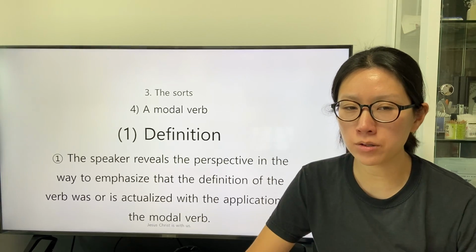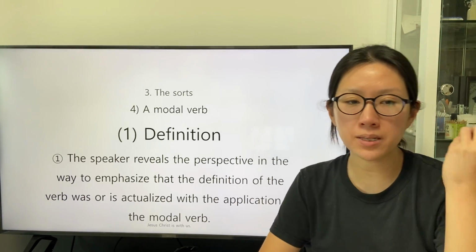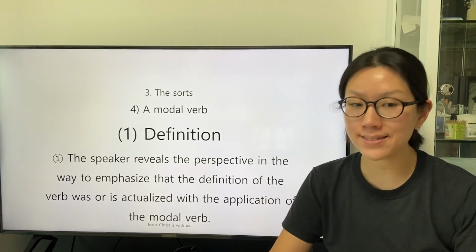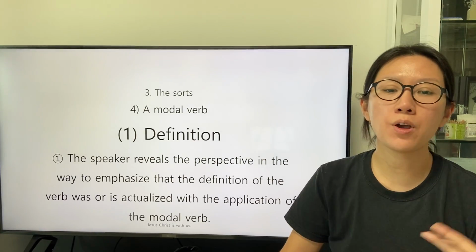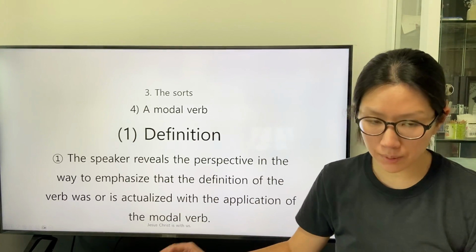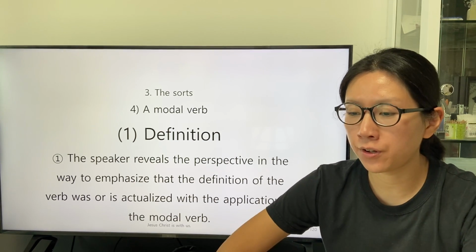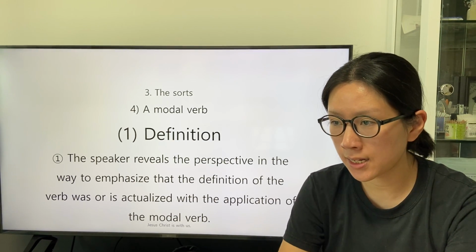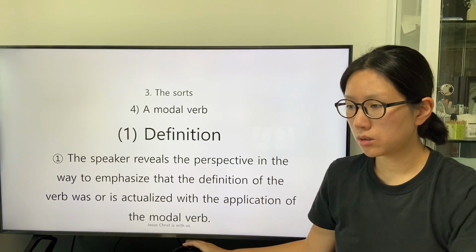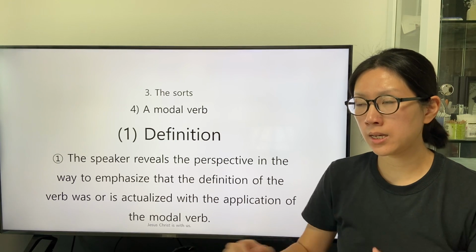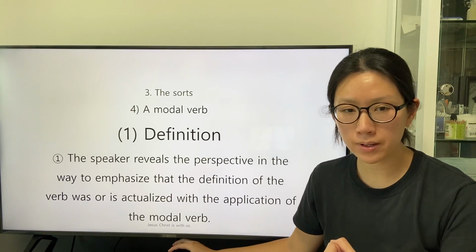Let's start to study the first definition of a modal verb. The speaker reveals the perspective in the way to emphasize that the definition of the verb was or is actualized with the application of the modal verb. The definition of a modal verb is to emphasize the definition of the verb.